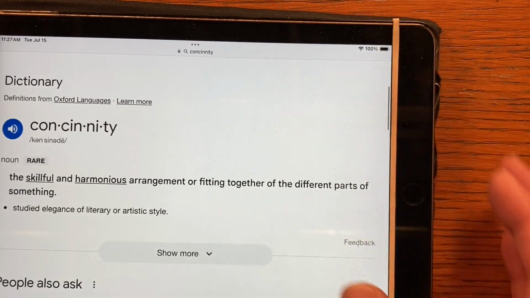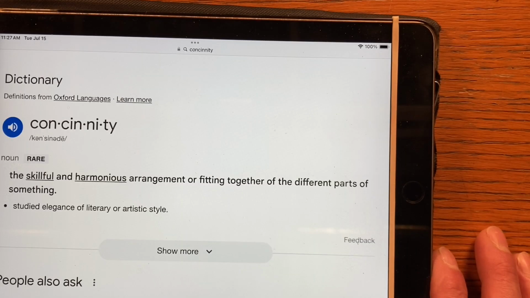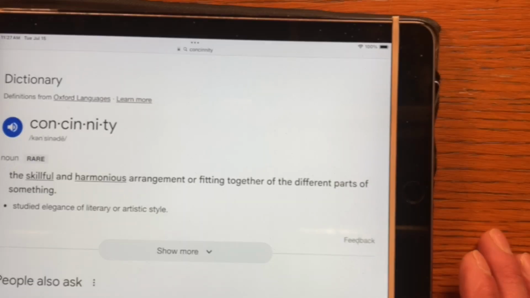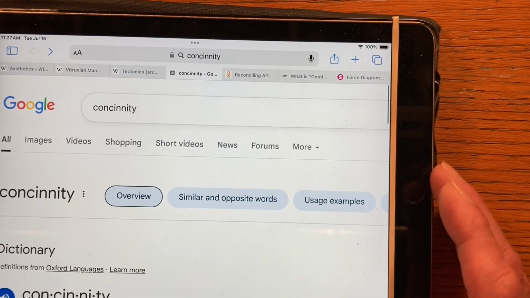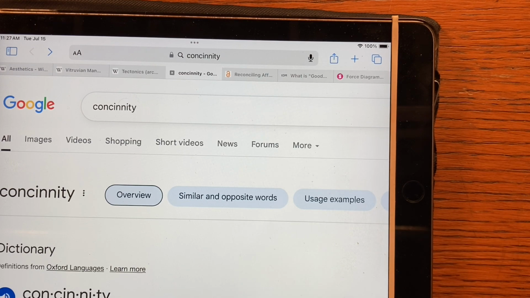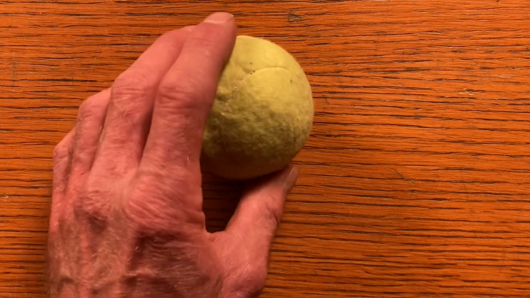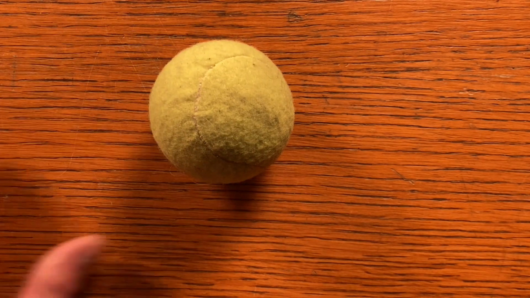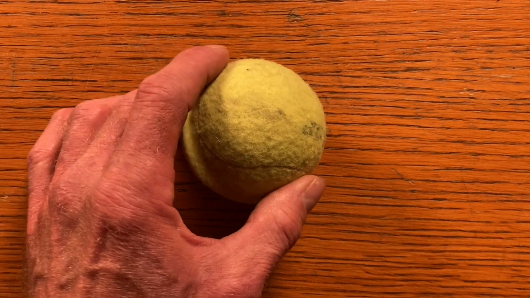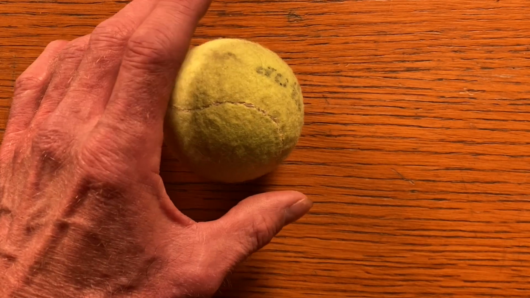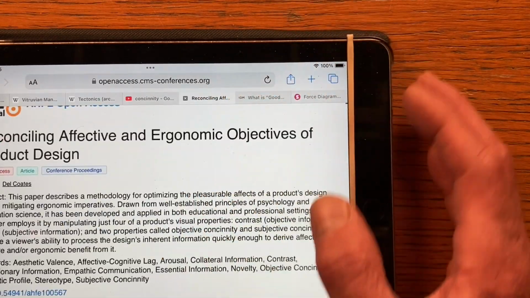If we're talking about industrial design and objects, we can look at the term concinnity: the skillful and harmonious arrangement or fitting together of the different parts of something. Del Coates uses this in a very particular way, and we're going to look at that next. But what Del Coates would say is that an object with the most amount of concinnity would be a sphere. And just by me saying the word sphere would be enough to provide a vision in your own mind of what that is. So he's going to use concinnity in a specific way.